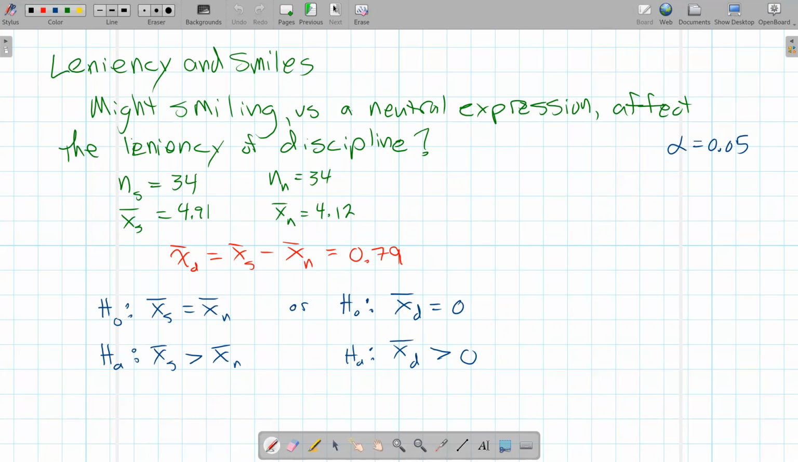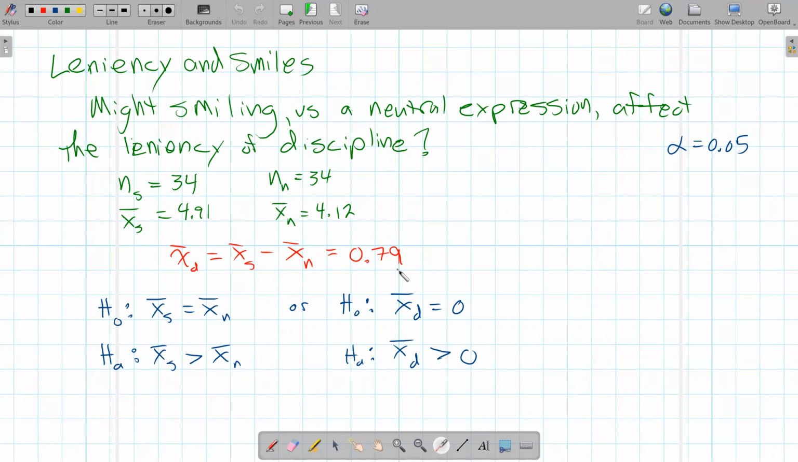So I've listed out the summary statistics here. We have a sample size of n equals 34 for the smiling people, and the average leniency rating for the people with smiles was 4.91. The 34 people who were presented with neutral expressions had a mean leniency rating of 4.12. And what we want to know is, is there a significant difference here, or is there no difference on average? So when you subtract these two means, the smiling people's leniency minus the neutral people's leniency, you get 0.79.